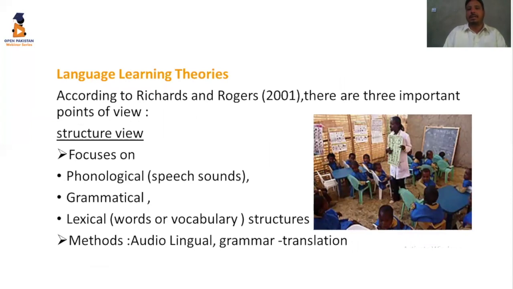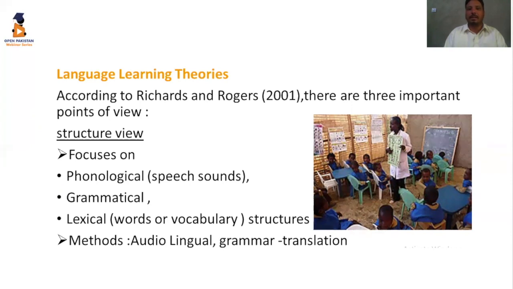So, according to Richards and Rogers, there are three important points of view which are basically based on the learning theories. For example, Piaget's theory of cognition and Vygotsky's theory, or Dewey's experiential learning, or learning through inquiry, where students learn by inquiring, by asking questions, which lead to further questions, further inquiry, and at the end, better knowledge is achieved. So, these points of view or these theories are based on learning theories, and these are the views about the language learning theories.